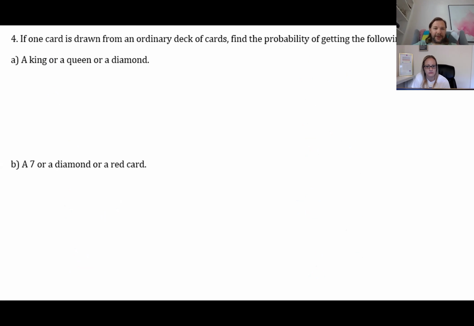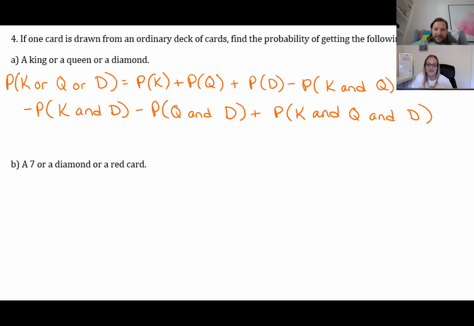Okay, example 4. If one card is drawn from an ordinary deck of cards, find the probability of getting the following: a king or a queen or a diamond. So this is that longer formula where it's 3 non-mutually exclusive events. Yeah, so we want to calculate the probability of a king, probability of a queen, probability of a diamond.